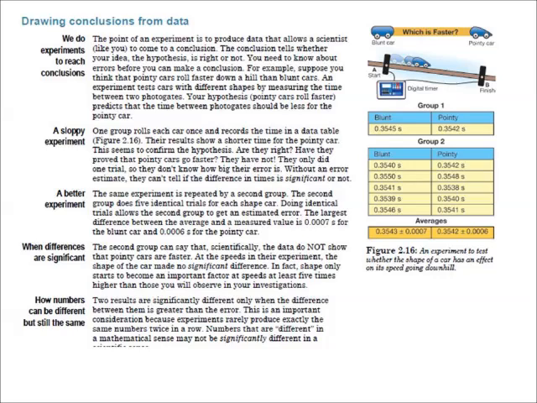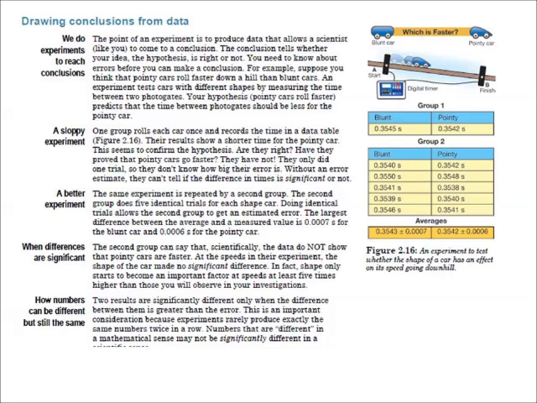The same experiment is repeated by a second group. The second group does 5 identical trials for each shaped car. Doing identical trials allows the second group to get an estimated error. The largest difference between the average and the measured value is 0.0007 seconds for the blunt car and 0.0006 for the pointy car. The second group can say that scientifically the data do not show the pointy cars are faster.